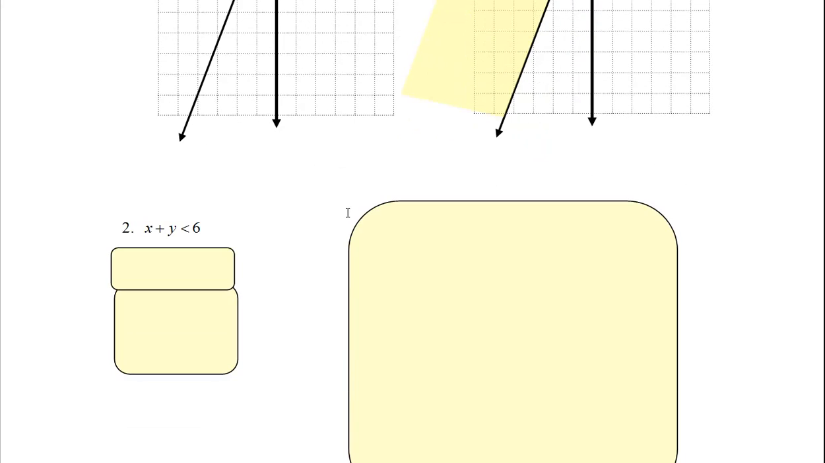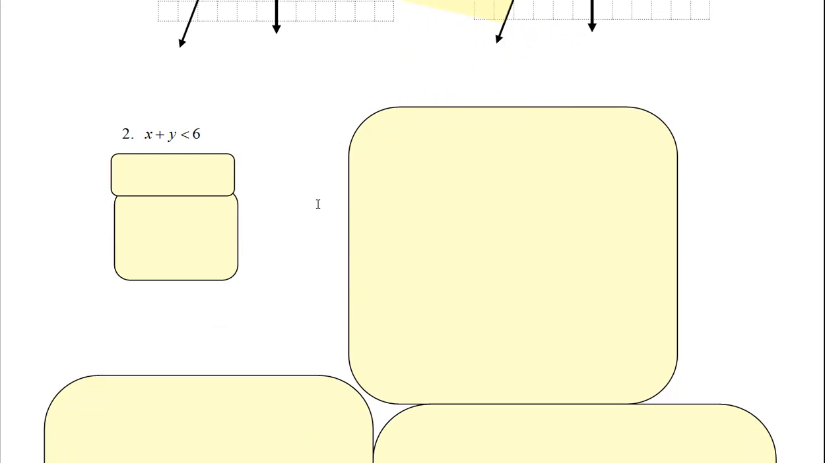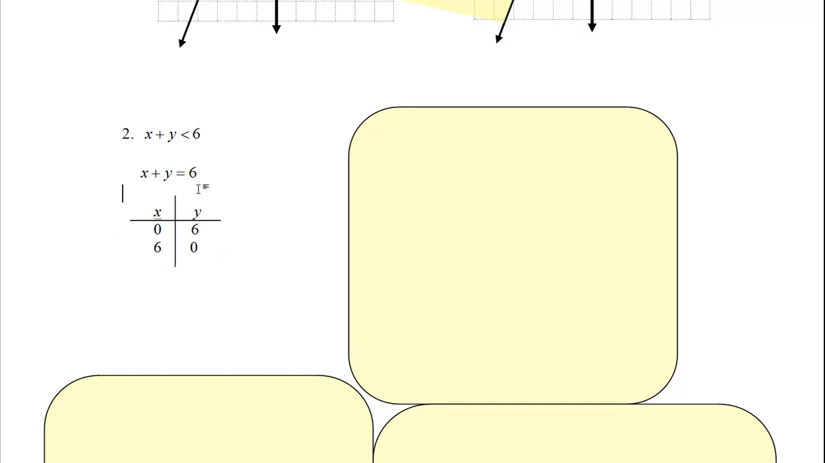So I've got another one. I need you to try this one. Let's see what you end up with. First thing, make it an equation. Second thing, get you some points. So go pause me, go get some points, and then see if you end up with what I do. Now go graph them. But do not connect.